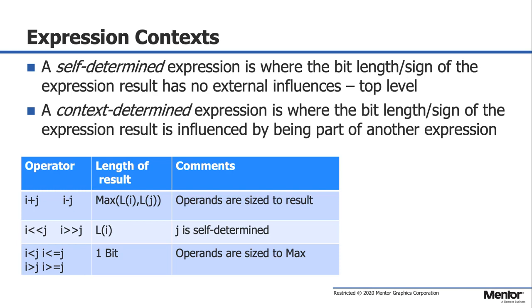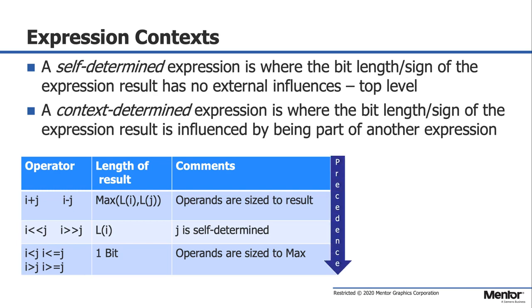And then there are the relational operators, i less than j, or i less than or equal to j, and so on. And these expressions all have a 1-bit result. However, the size of the operands get extended to the largest operand. j will get sized to the size of i.